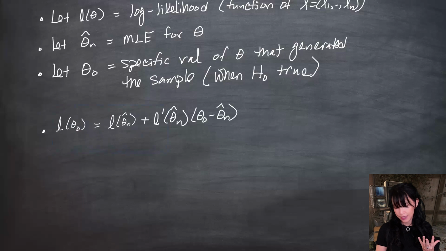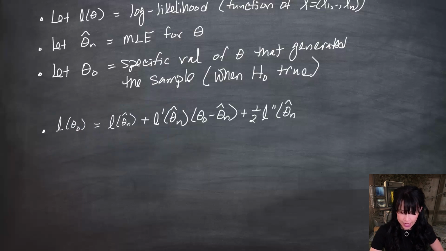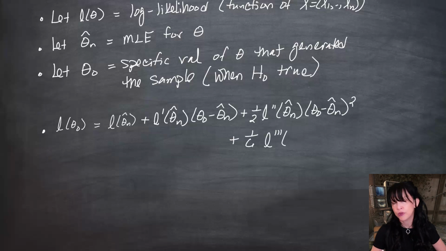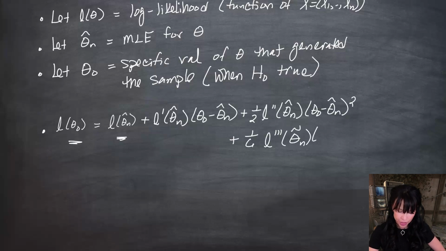We're used to seeing the theta n hat and the theta naught reversed in roles here. Plus 1/2 L double prime theta n hat times theta naught minus theta n hat squared plus 1/3 factorial, or 6, L triple prime. And here's where I'm going to cut off the Taylor polynomial. So the point that goes in here is something that's between theta naught and theta n hat, and because theta n hat is random, this is going to be some random variable.